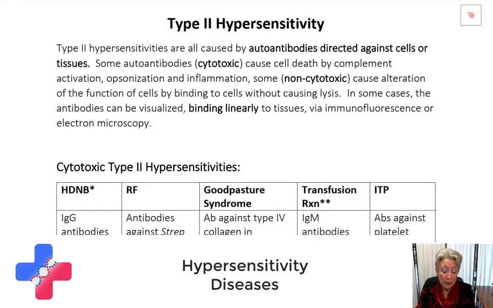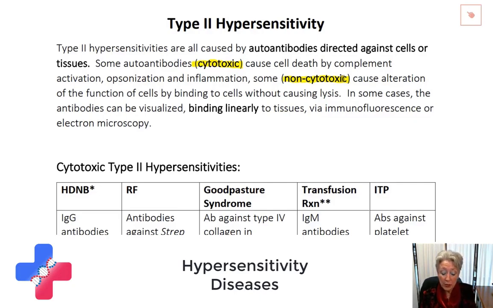The type 2 hypersensitivities, as we said, are caused by autoantibodies against your own cells or tissues. And so I'm going to divide these in my discussion between those that are said to be cytotoxic and those that are said not to be. Well, if it's not cytotoxic, as you'll see, what we're talking about is really an antibody that binds to a cell and then changes the activity of that cell. It alters its normal function.